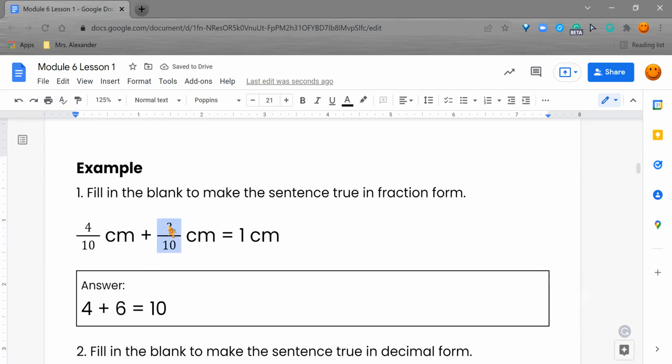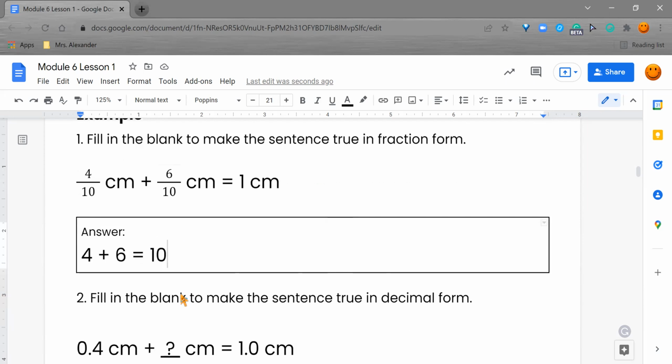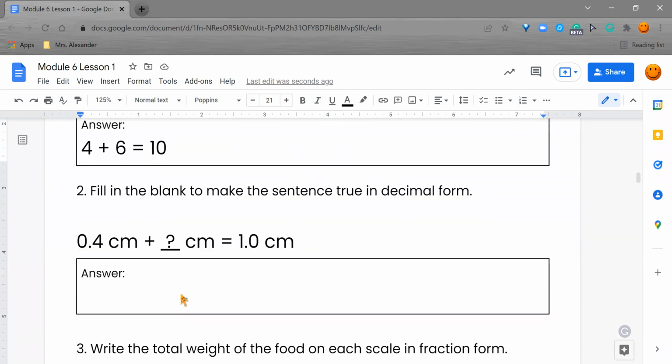So right up here, I'm going to write a 6. And we have now made our math sentence true. Let's go to the next one. It says fill in the blank to make the sentence true for decimal form. So right here, I'm going to do 0.4 plus 0 point something equals 1.0.